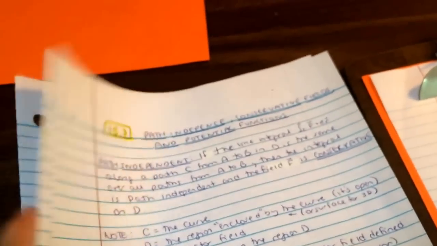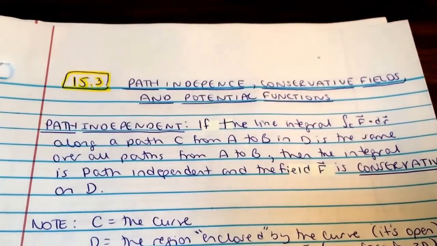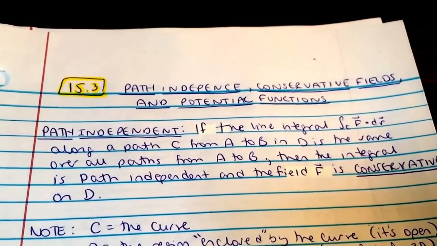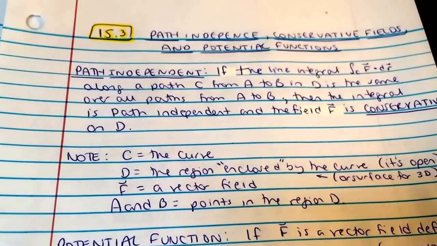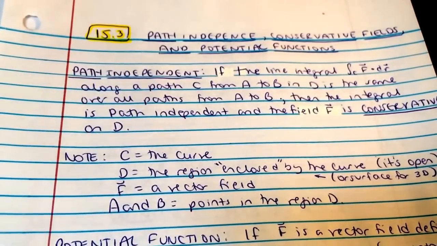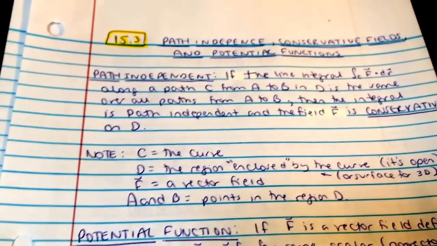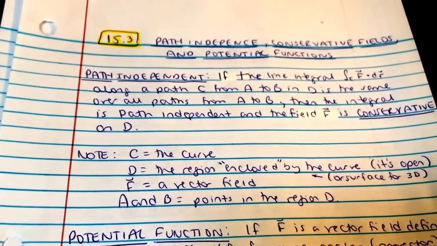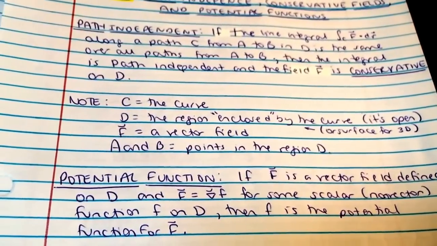Okay, so let's look at this in my notes. A lot of stuff in this section. Path independent. Again, the integral would be path independent. The field would be conservative. Here's just a couple notes. C is a curve. D is a region or a surface. Region 2-dimensional, surface 3-dimensional. But it has to be open, meaning it does not contain its boundary points. F is the vector field. A and B are points, again, not numbers. Points, we already talked about that. The potential function is that lowercase f.